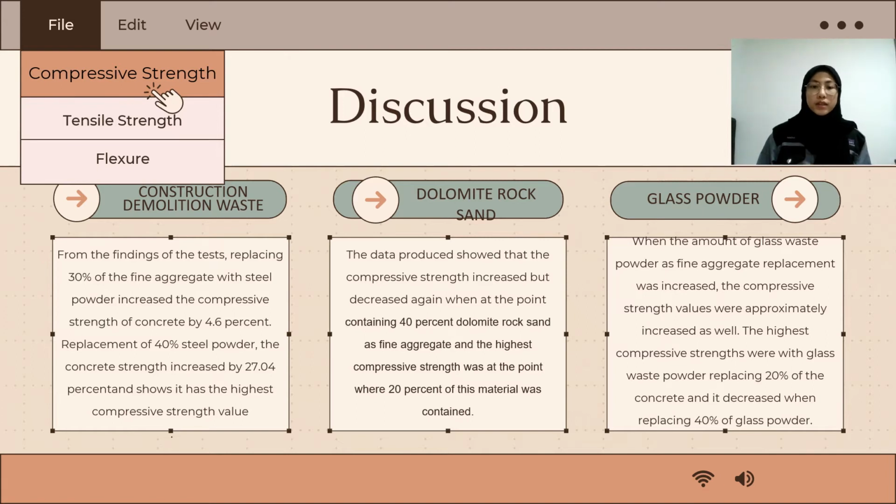For dolomite rock sand, the data produced showed that the compressive strength increased but decreased again at the point containing 40% dolomite rock sand, and the highest compressive strength was at the point where 20% of this material was contained. For glass powder, when the amount of glass powder as fine aggregate replacement was increased, the compressive strength values approximately increased as well. The highest compressive strength was with glass powder replacing 20% of the concrete.